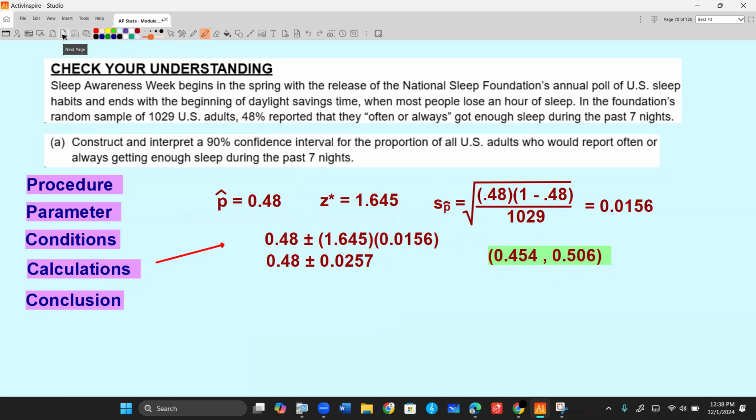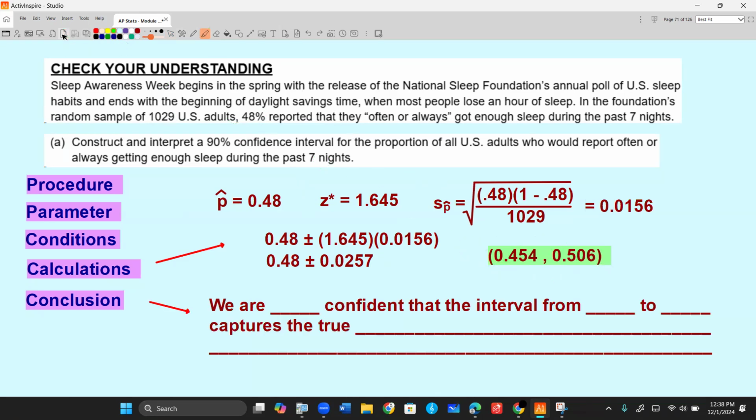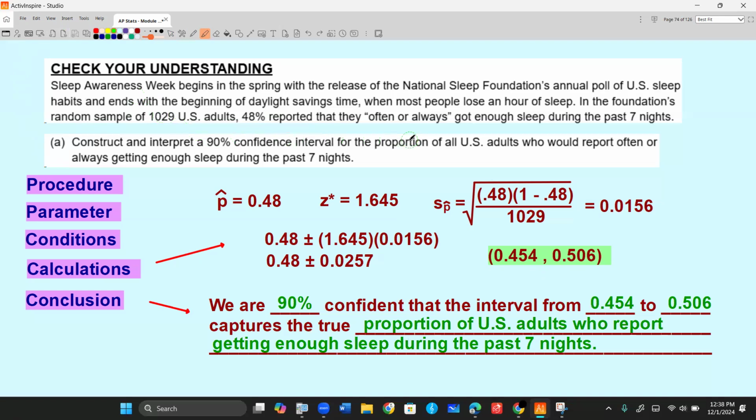Your conclusion is going to be, we are, and what's our percentage? Well, we're 90% confident. So 90% confident that the interval from this number to this number captures the true parameter in context. So 90% confident that the interval from 0.454 to 0.506 captures the true proportion of all US adults who report always getting enough sleep during the past 7 nights. Often or always, but I paraphrased it a little bit. And that takes care of that part.